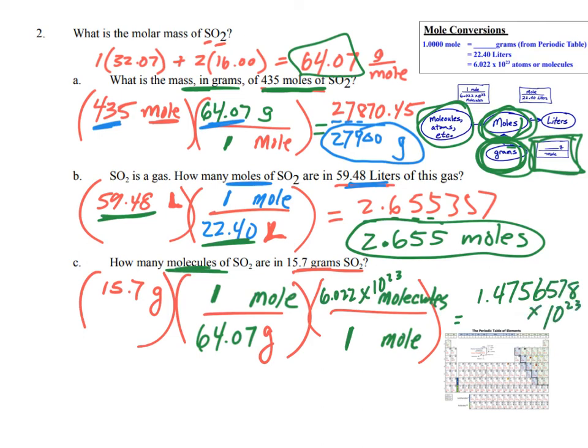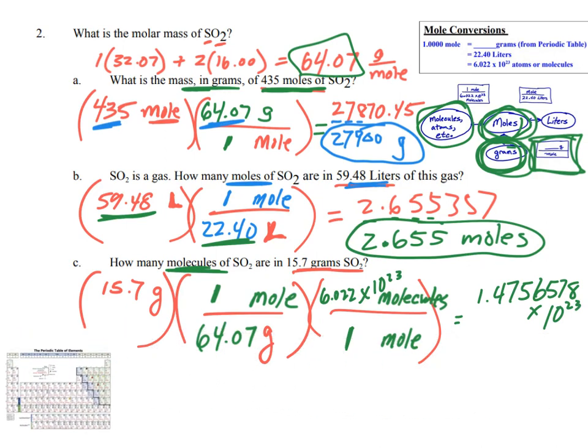Where should I round it? Let's see, the 15.7 is 3 digits. 64.07 has 4 digits. 6.022 has 4 digits. I've got to round it to 3 digits, the smallest one. 1, 2, 3. That's going to give me 1.48 times 10 to the 23rd molecules.